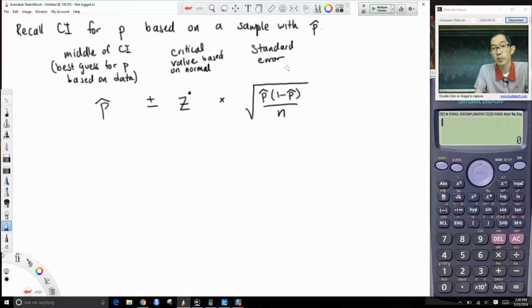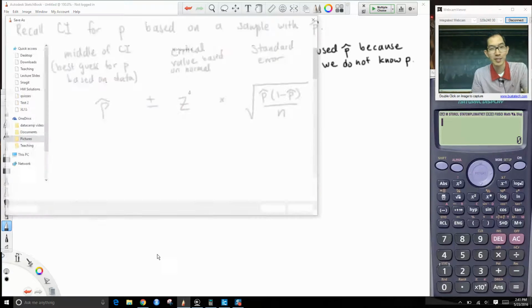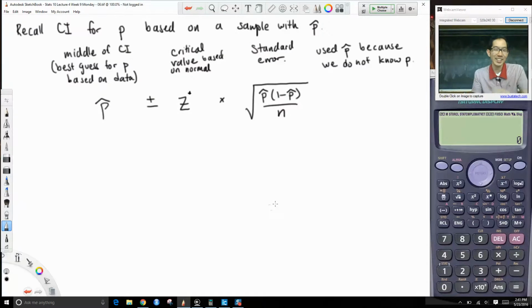And why did we use p hat? Why didn't we use p? Because p is unavailable when we're making a confidence interval, because we do not know p. I'm hoping this is looking familiar. I hope. Today I'm a little worried.